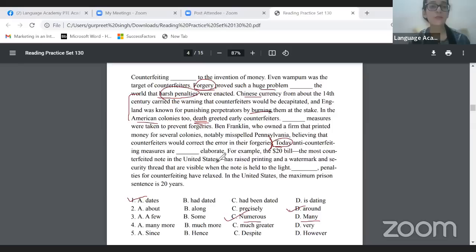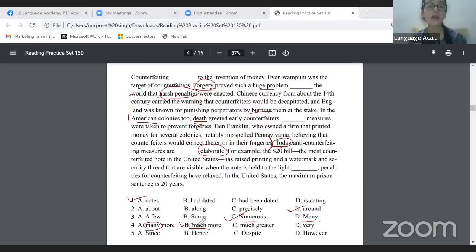And let's see, many more, but the measures, many more, we are not counting them. Much more, we are talking about how elaborate, means how many things they have written in them, how many different kinds of laws we have made regarding them. So it will be much more because we are comparing these measures to the past, that right today we have much more elaborated measures.